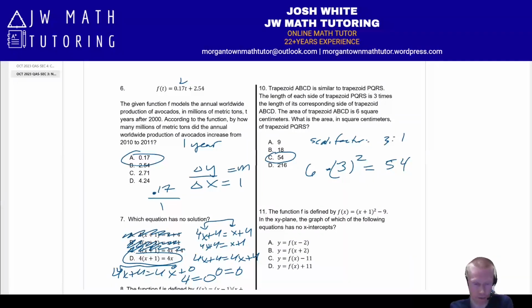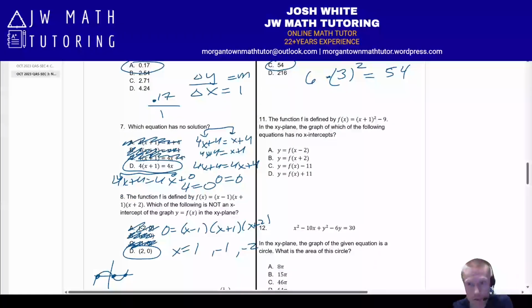It doesn't matter that it's a trapezoid. It'd be the exact same thing whether it's a triangle, rectangle, square, whatever. You take the scale factor of how many times greater each side is compared to its corresponding side in the other, and you square that, and then you multiply it by the area.